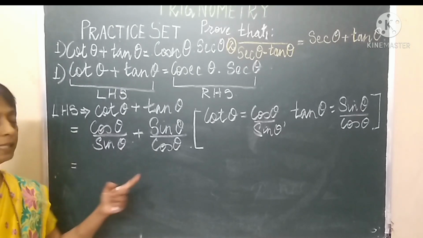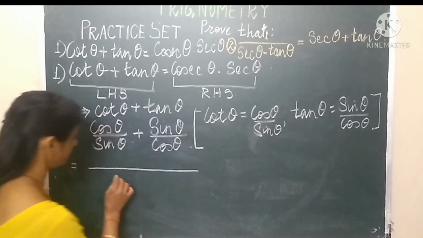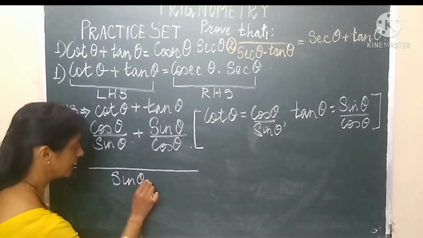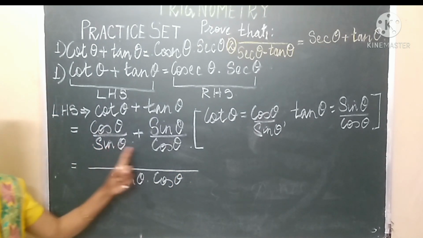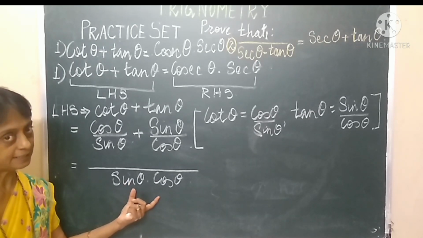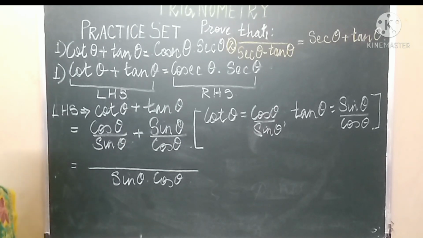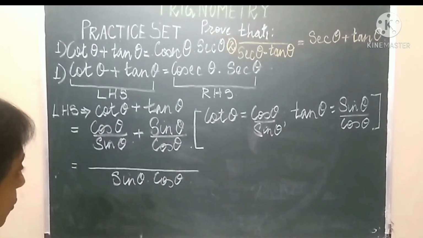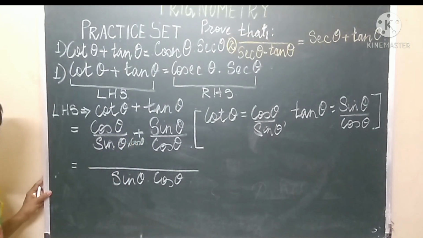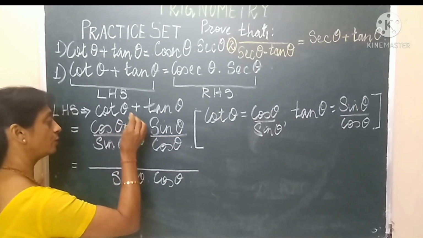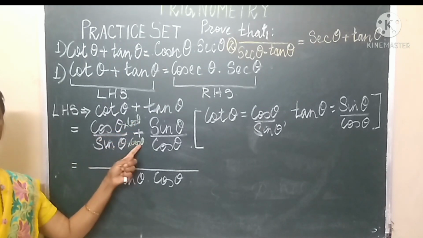Let's look at the denominators. You have sine theta, cos theta. Let's bring them under a common denominator. Sine theta, cos theta will be written as the LCM. Let's equate both the denominators to the LCM, that is the denominator sine theta, cos theta. So the first one we will have to multiply with cos theta. Whatever we multiply in the denominator for the first term should also be applicable for the numerator. So multiply the numerator also by cos theta.